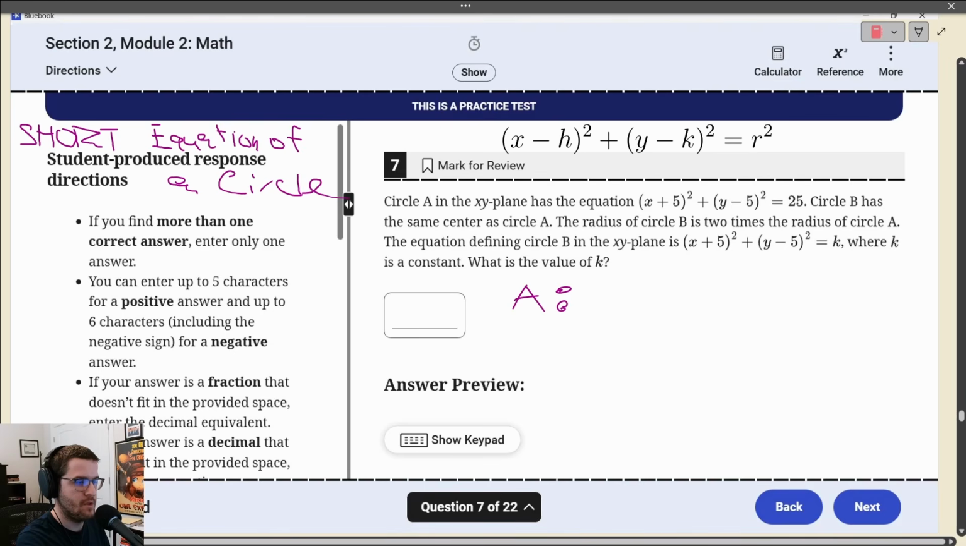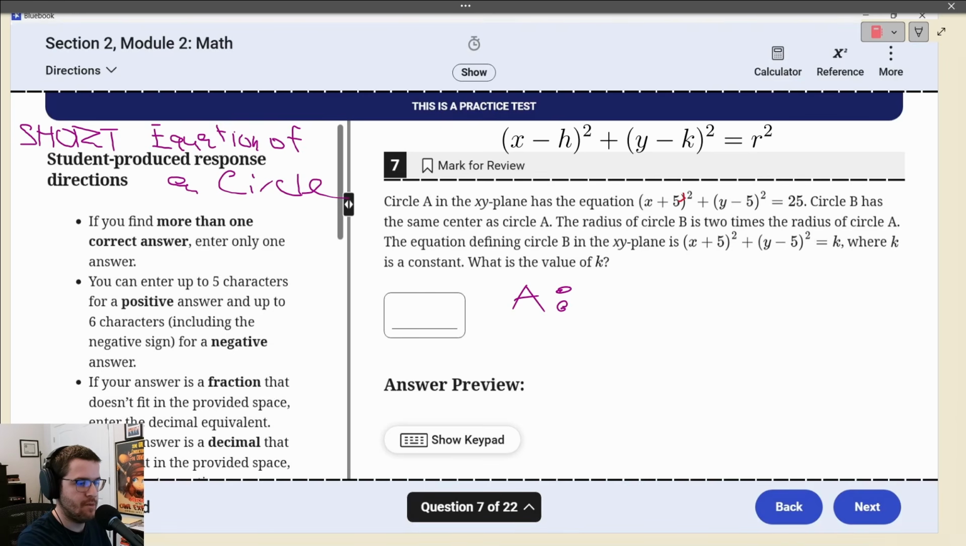And we circle these two numbers. And we change the sign. And it tells us the center, so 5, so it's negative 5. Second part says negative 5, change the sign to positive 5. And then we circle this number, and that's r squared, so we take the square root. The square root of 25 is 5.